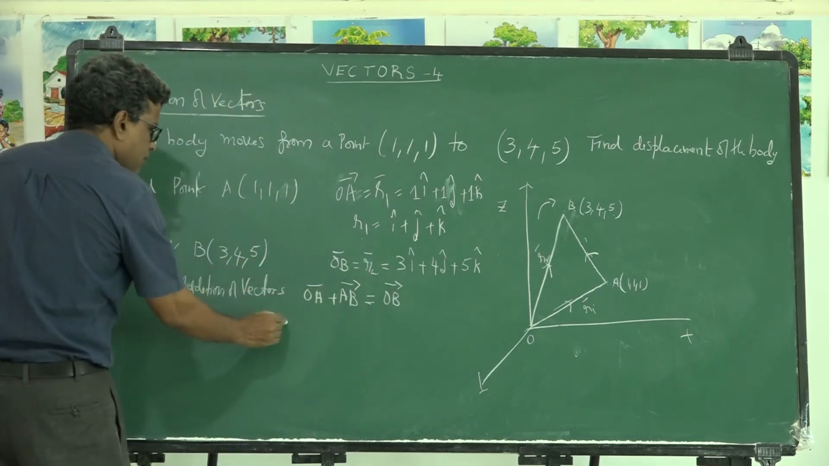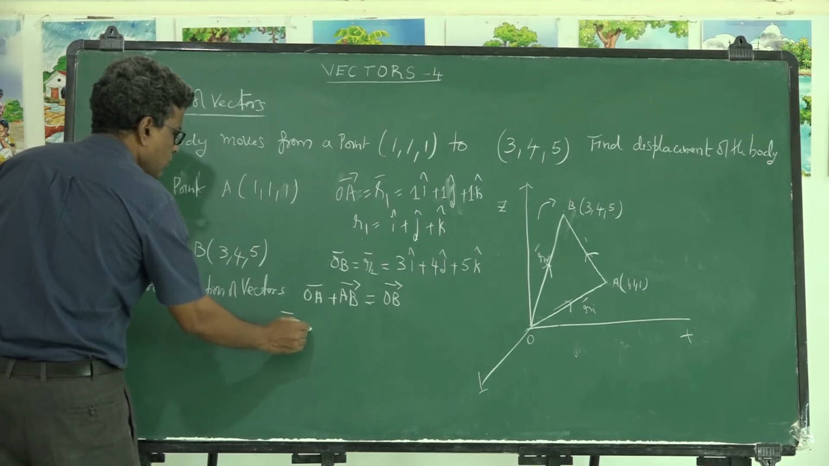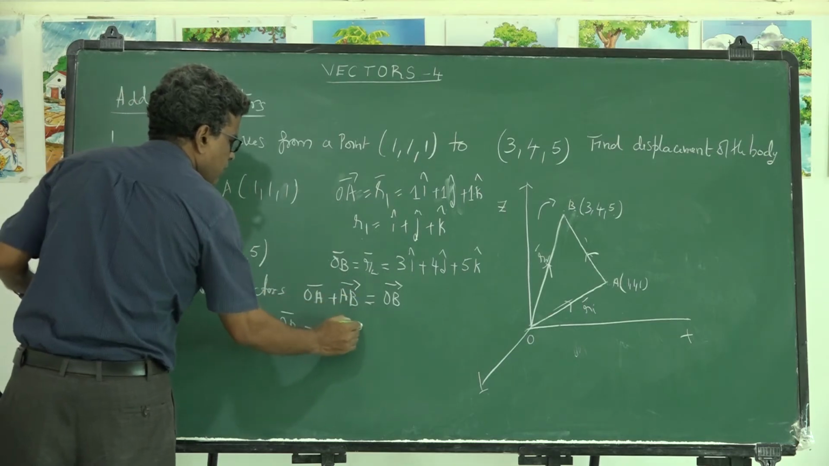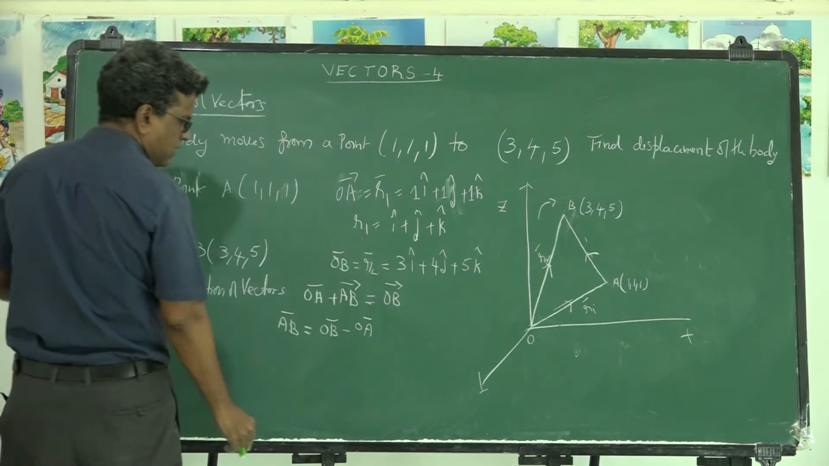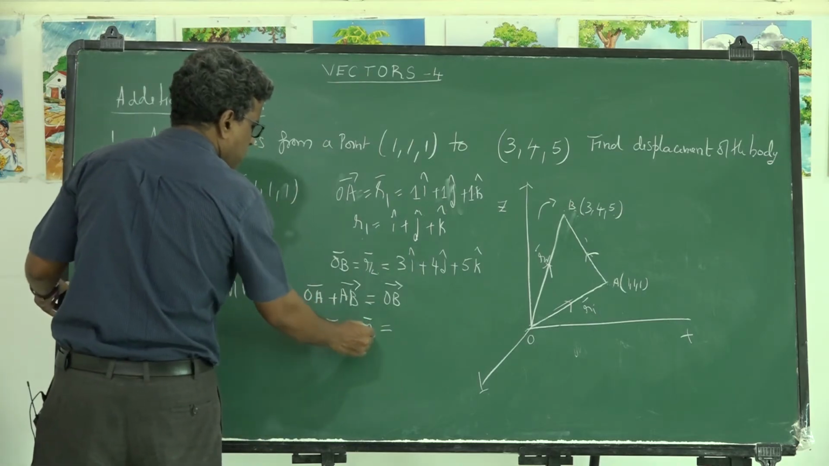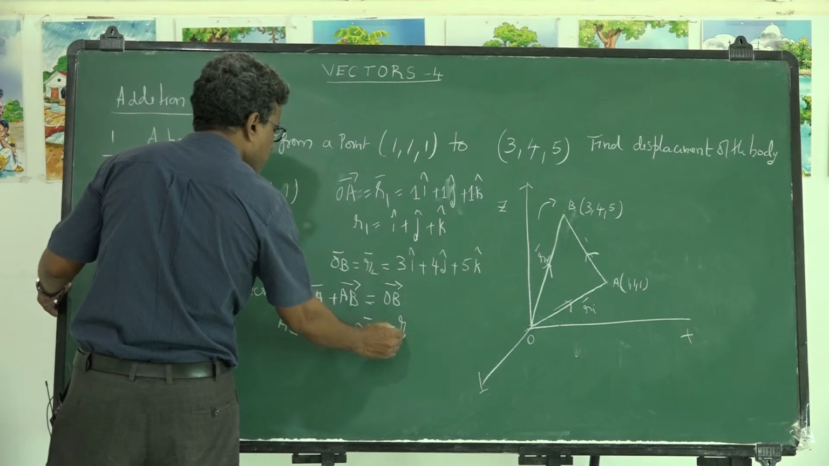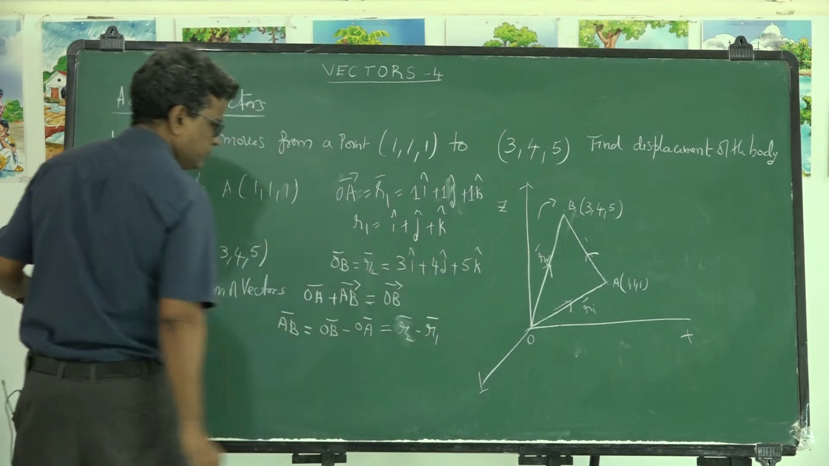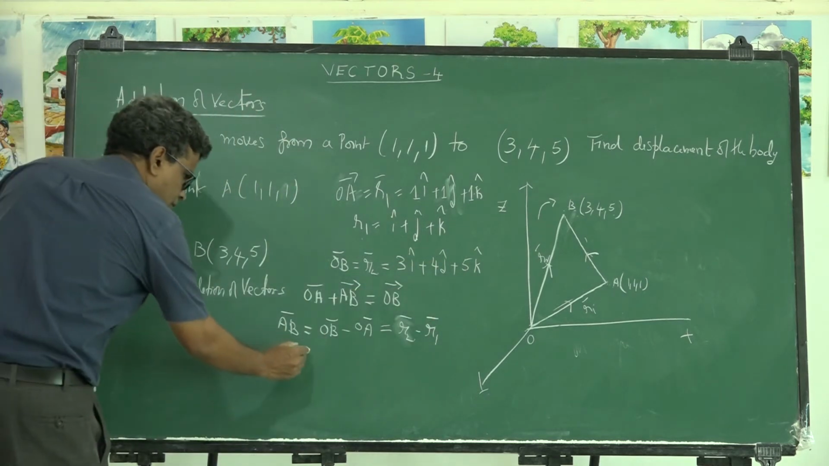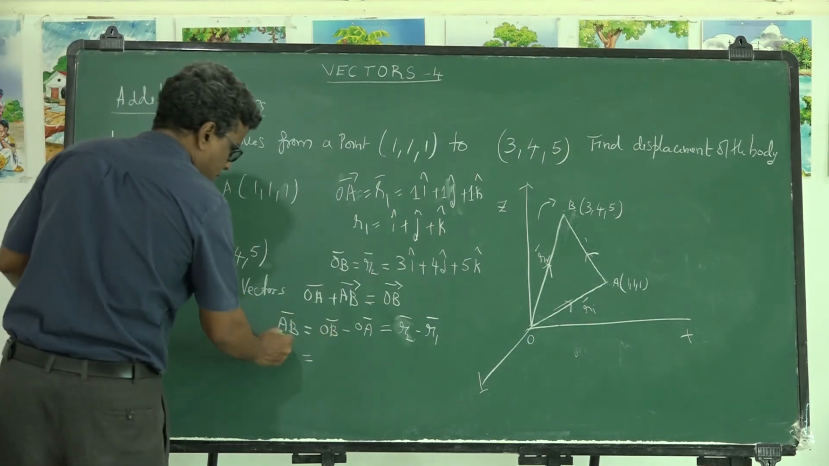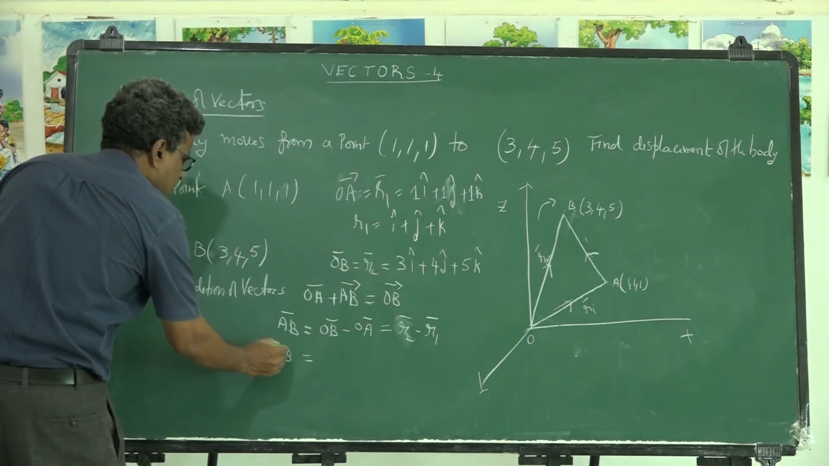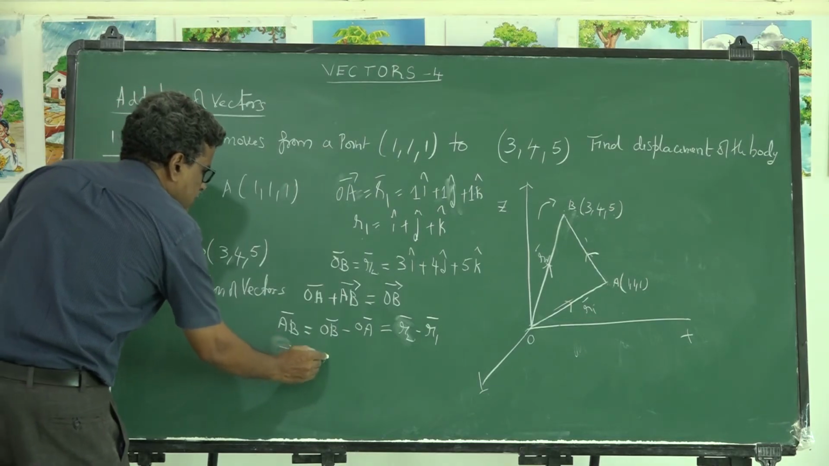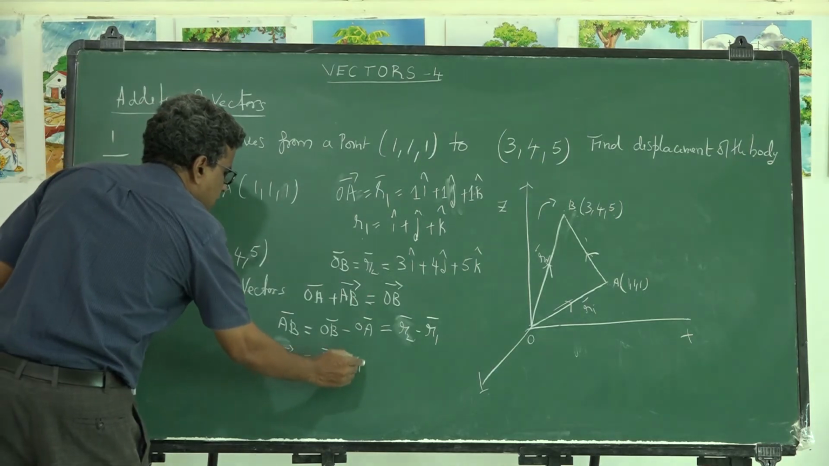So we want AB bar. AB bar is equal to, you bring this one to this side, OB bar minus OA bar. OB bar is R2 bar minus R1 bar. I want AB bar, which is the displacement of the vector. I write it as S bar is equal to R2 bar minus R1 bar.